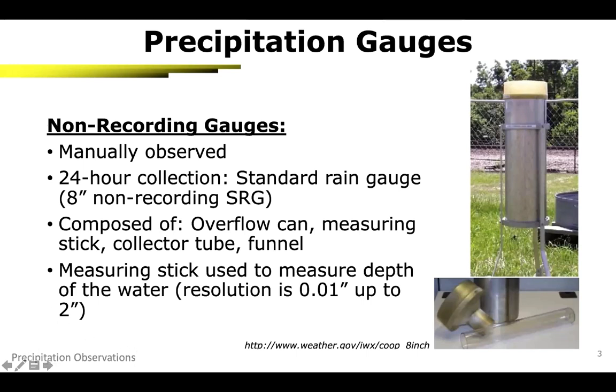So first, starting with precipitation gauges, we have non-recording gauges. So this is basically like somebody is volunteering a piece of their property and they have a standing gauge that measures precipitation accumulation over time. So it is manually observed. There's a 24-hour collection period. And so there's a 9-inch non-recording SRG gauge, which is shown here. It's composed of an overflow can, measuring stick, collector tube, and a funnel. Usually it comes with a measuring stick that's used to measure the depth of the water with a resolution of 0.01 inches up to 2 inches.